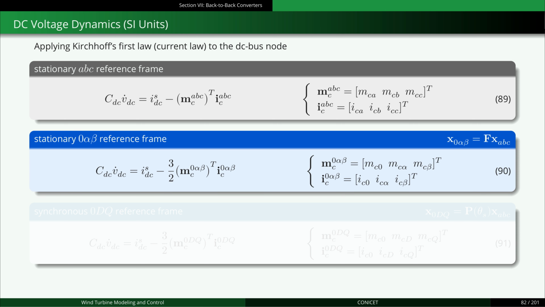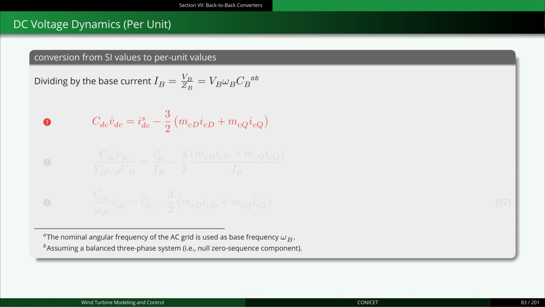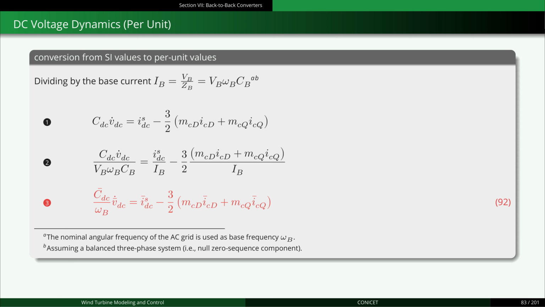Using Clarke and Park transformations, we can express equation 89 in the alpha-beta and dq reference frames, respectively. Using the same methodology as before, we can convert the DC voltage dynamics from the international system of units to the per-unit system. Assuming a balanced three-phase system, the zero-sequence component is null, and equation 91 can be written as follows. Then, by dividing by the base current, we obtain the dynamics in per-unit values.